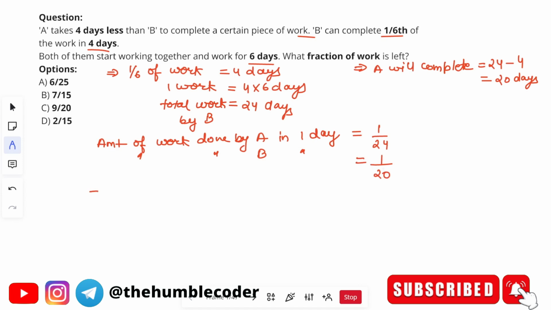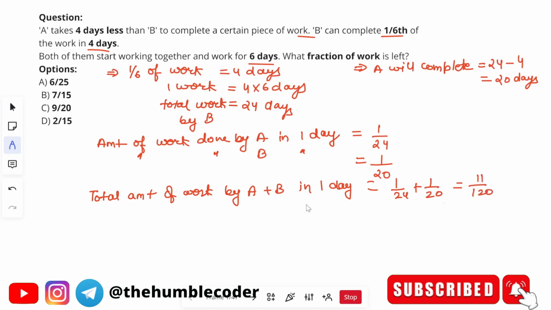So the total amount of work by A and B in 1 day, simply we will add these two things, 1 by 24 plus 1 by 20, right? You will have to take the LCM. Finally you will get the value as 11 by 120. This is the amount of work that they will do in 1 day. So in 6 days how much work will they do? Simply we will multiply this with 6. So 6 into 11 by 120, and we get the final answer as 66 by 120. This is the amount of work that they do in 6 days.